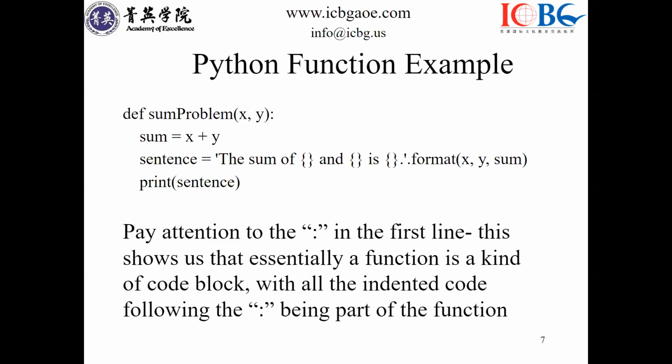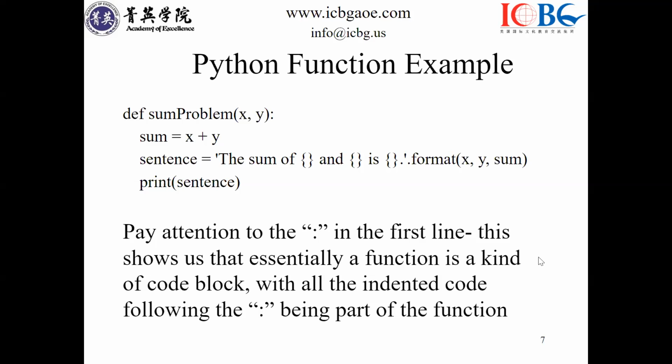So here's an example of a function. Remember we use the def keyword, right? And then we do def sum problem. This is going to be our function name. And then here we have x, y, which are our parameters. When we call the function, the first number that we pass in is going to be represented by x in this function, and the second number that we pass in is going to be represented by y. Then here we say sum equals x plus y, and then we're going to format this nicely and then print it out.